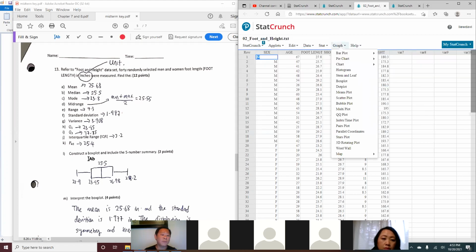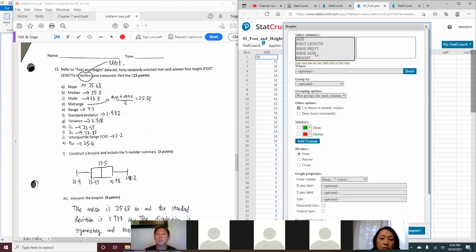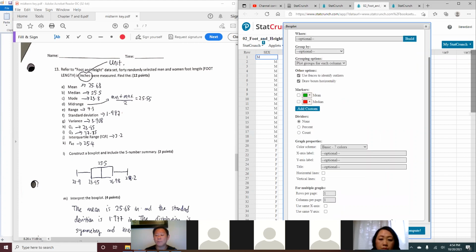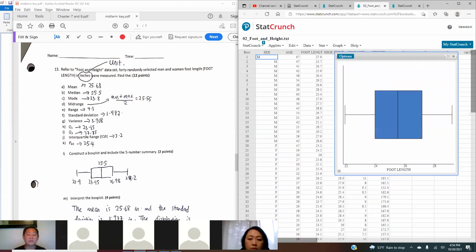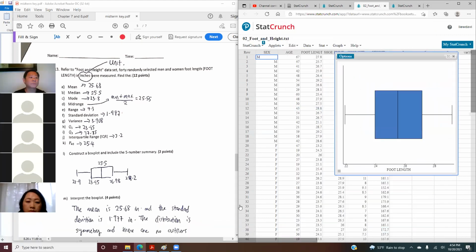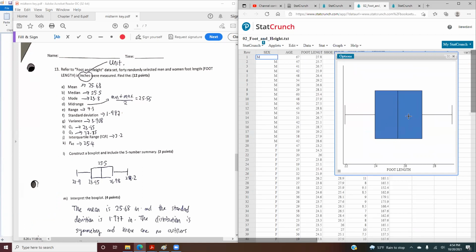In order to do a box plot, you need to go to the graph and box plot, and you select foot length. If you want to draw the box horizontally, which I prefer, you hit compute, and you will get this box plot. You just copy it down, and if you hover your mouse over here, it will give you the 5-number summary, which is the last 5 numbers: the lowest or minimum, the Q1, the median, the Q3, and your upper. So that is your 5-number summary.